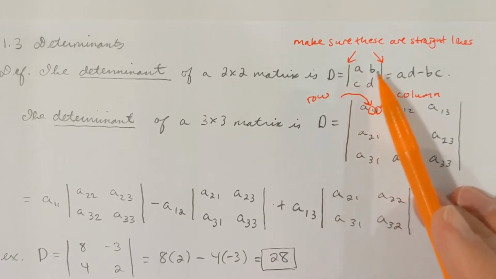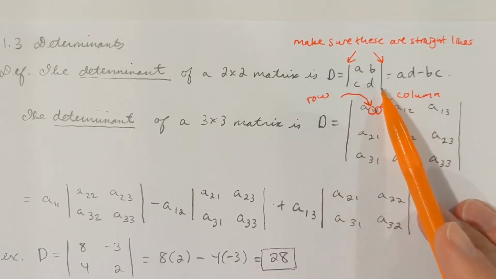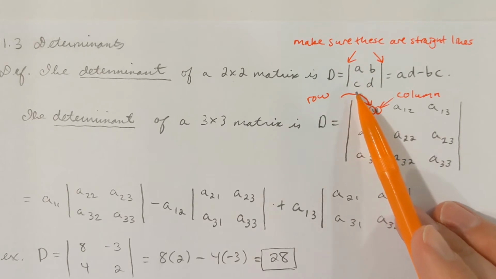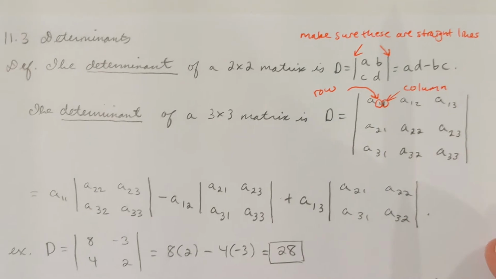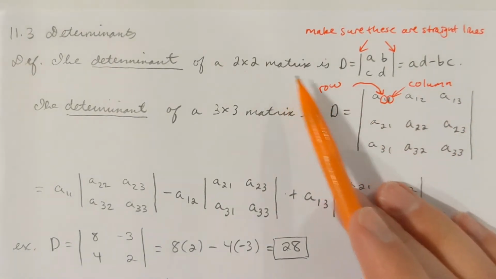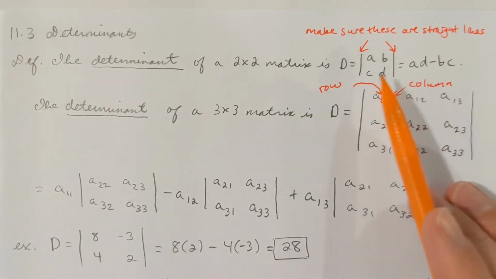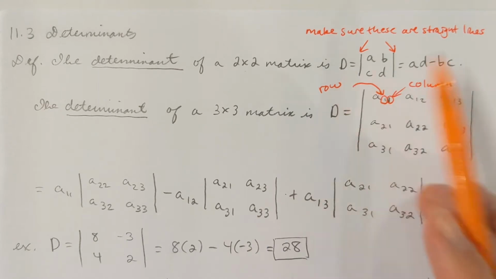The notation for a determinant is where you want to use straight lines. We talked about brackets for when you have a matrix. This is not a matrix, okay? A determinant is different. Now you're using a matrix to calculate a determinant, but D is not a matrix.